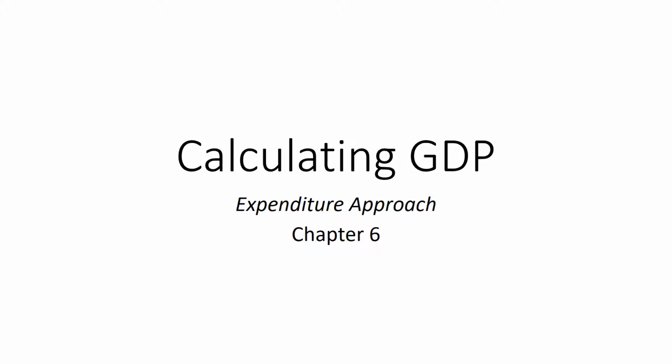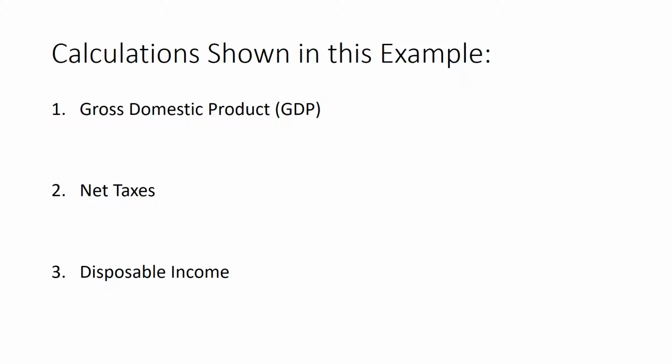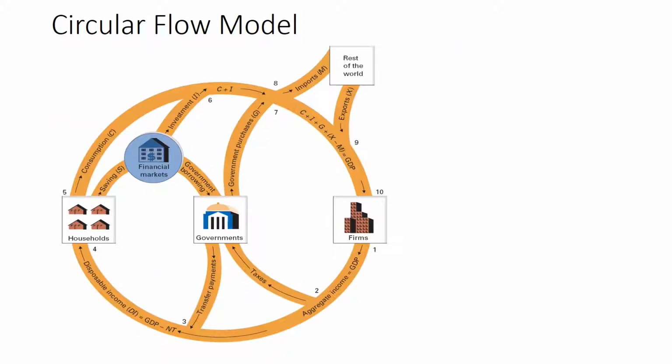The book talks about two different approaches, the expenditure approach and the income approach, and here I'm going to use the expenditure approach. In this example, I will show how we do GDP, net taxes, and then also disposable income. So just to review here, here's our circular flow model. We'll use this to talk about how we're going to go through these calculations.